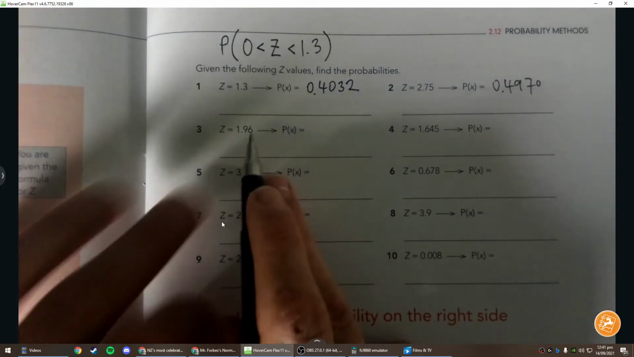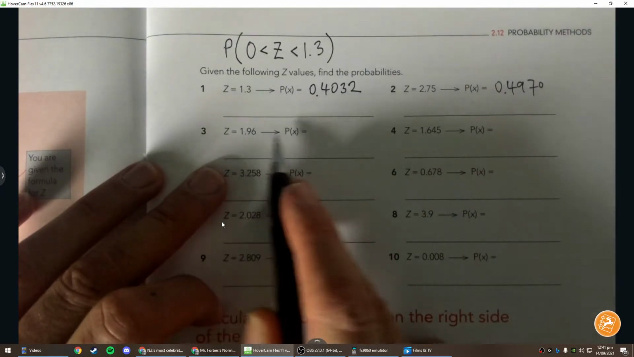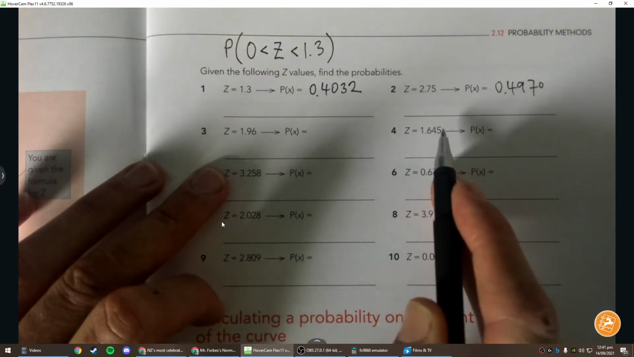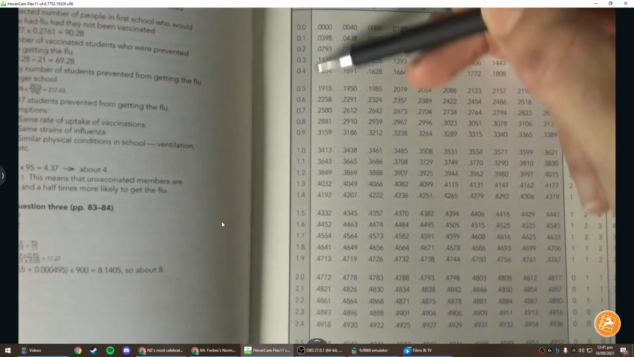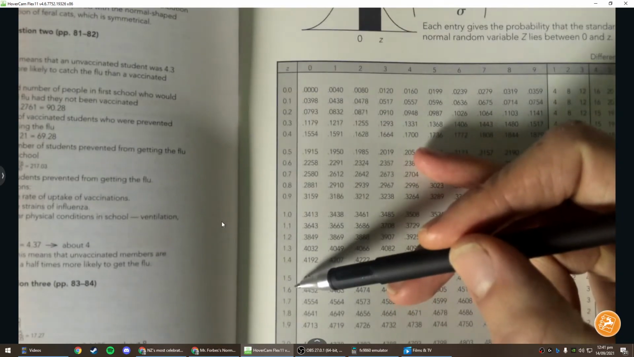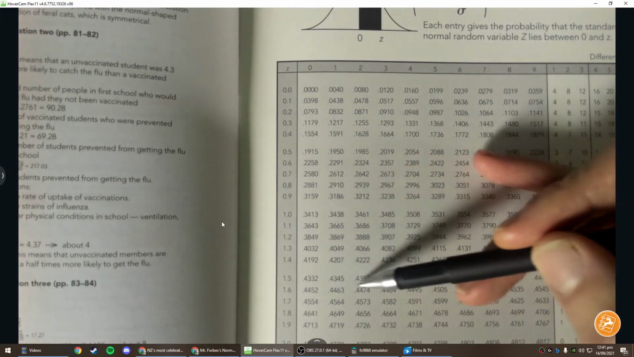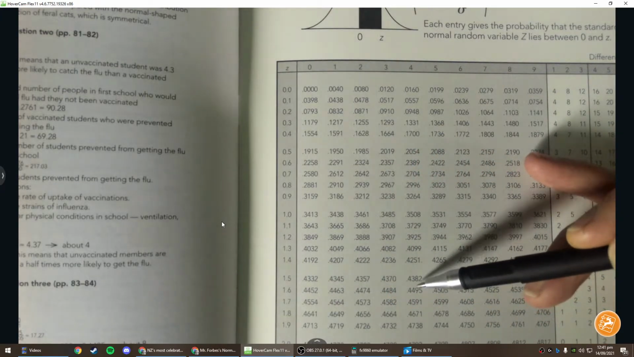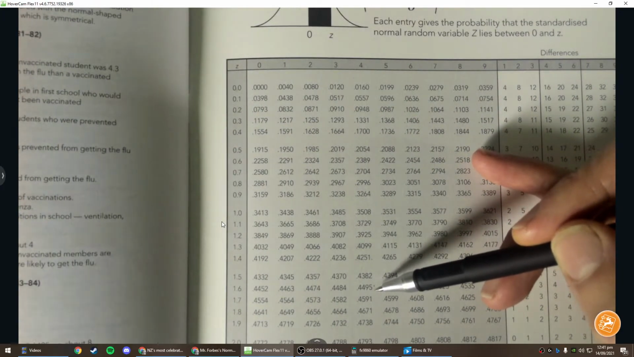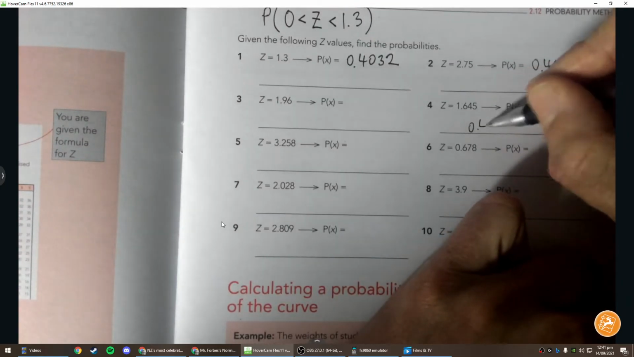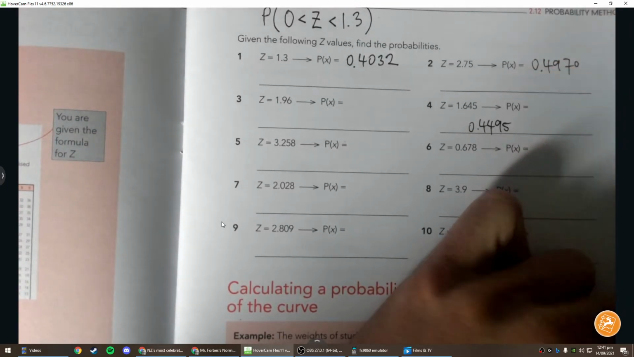Okay, we're going to skip these because they're very similar, and go to one that has 3 decimal places. This one's 1.645. We're going to go down to 1.6, then across to 4. So it's 0.4495.